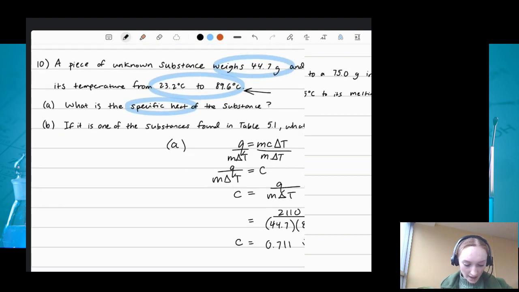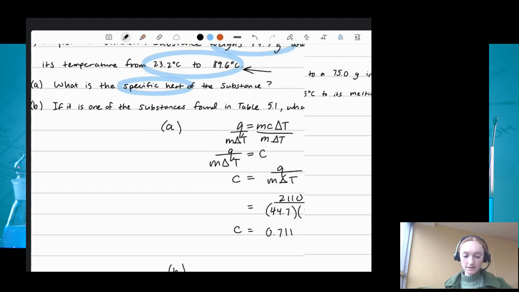Part B asks, if it is one of the substances found in table 5.1, what is its likely identity? I already looked at table 5.1. It's in the chapter, as I was saying, and the link shows a table of different values, and it's the closest one to 0.711. It's pretty easy to find. It's just right there on the table. It's silicon.